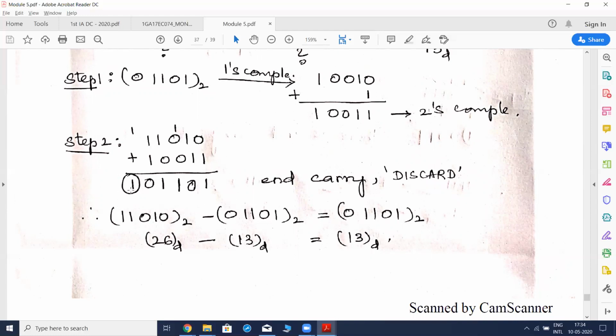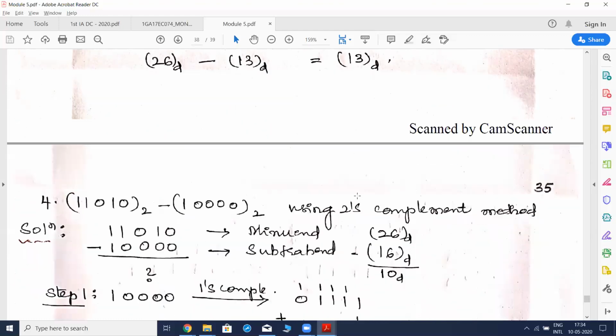Now count the number of bits in the result. It is 1 greater than the number of bits in the subtrahend and minuend. Thereby we have got a carry. Just discard this carry and the rest of it is our result. So 1101 is our result, which is nothing but 13 decimal. This is the procedure that we are going to do.